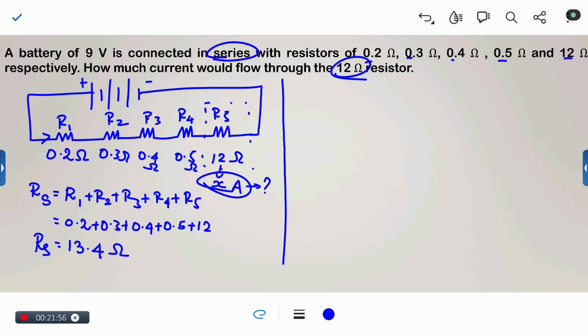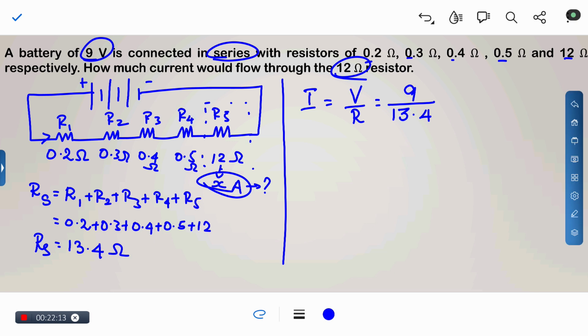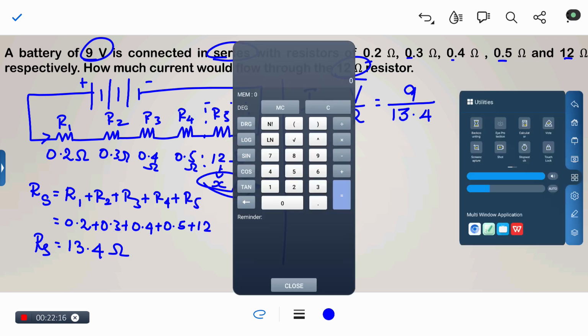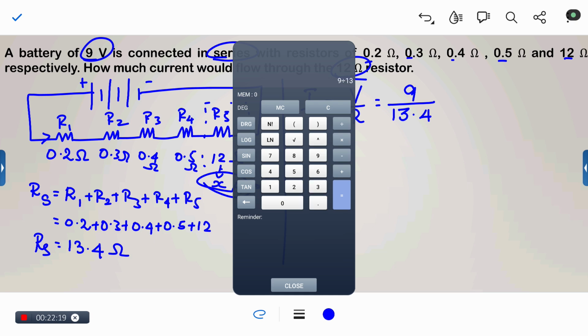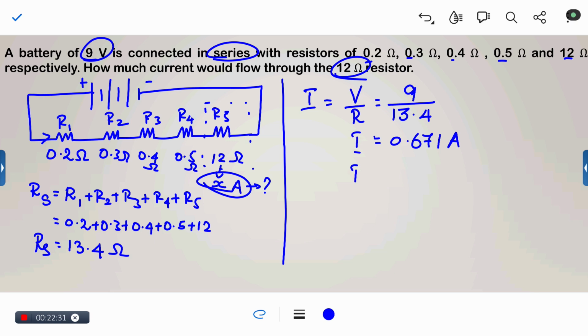13.4. Now we need to calculate the current. So what is the formula? I is equal to V by R. What is the value of V? It is given in the question: 9. So 9 divided by 13.4. We'll divide these two numbers. That will be equal to 0.671 ampere. Or you can write it as I is equal to 0.67 ampere.